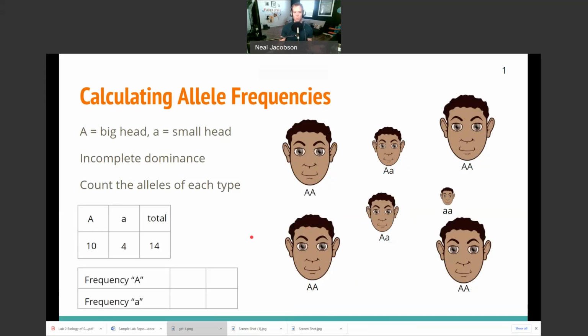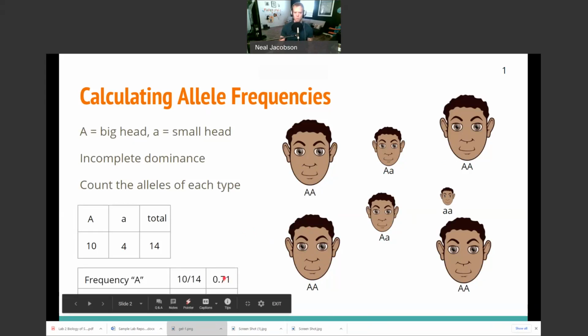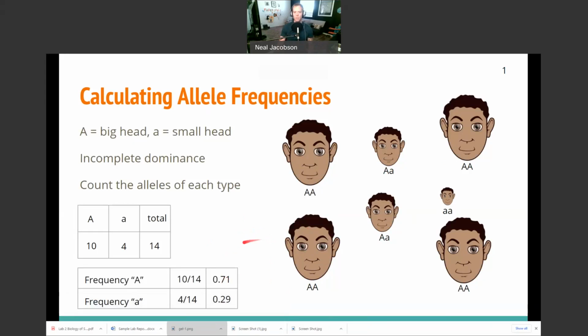The frequency of the big A allele in this case is going to be 10 divided by 14, and the frequency of little a would be 4 divided by 14. So I get 0.71 as my frequency of the big A allele, and 0.29 is my frequency of the little a allele in this population. One thing you might notice is that if you add up the two frequencies, you will get 1. So in a population with two alleles, the frequency of big A plus the frequency of little a must add up to 1.